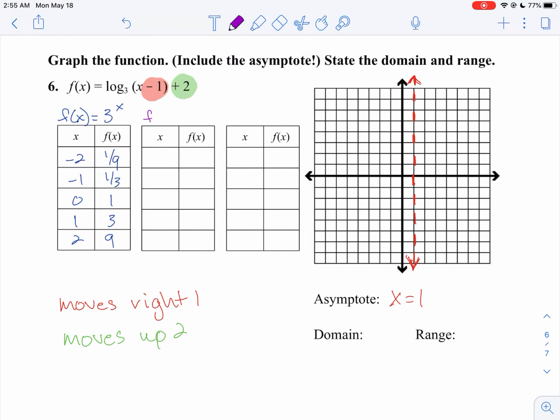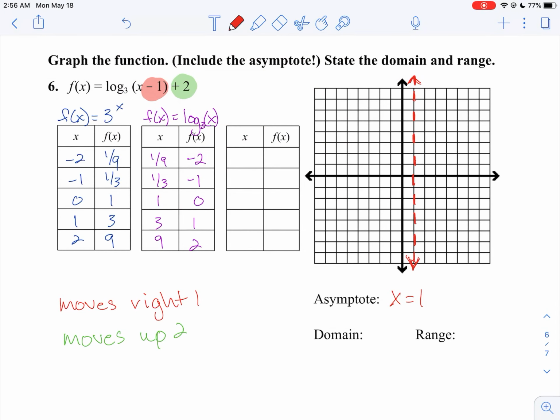And then I can switch it back to its logarithmic equation. The inverse of that exponential would be log base 3 of x. But I'm still not going to include the translations yet. So now I just switch my x's and y's. My x's are going to be 1/9, 1/3, 1, 3, 9, and my new f of x's, my y's, are going to be my old x's, -2, -1, 0, 1, 2. And now let's put those translations in.